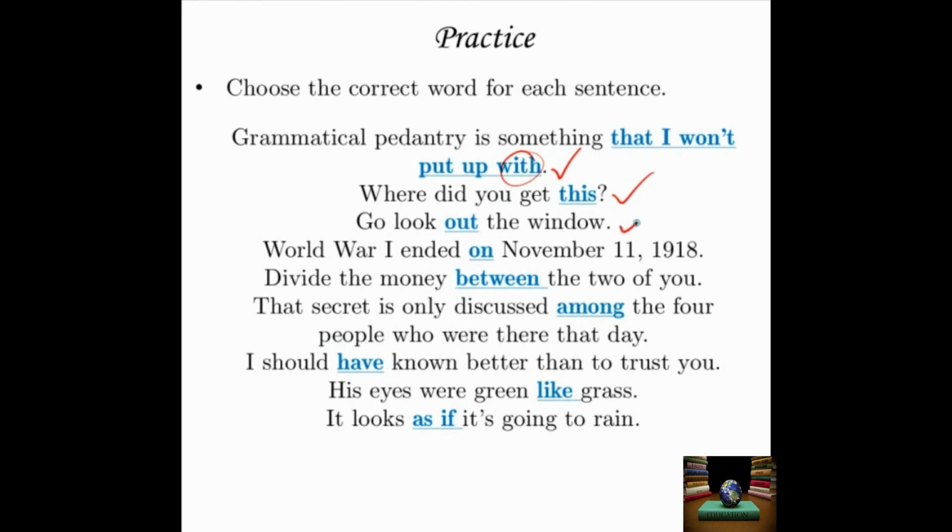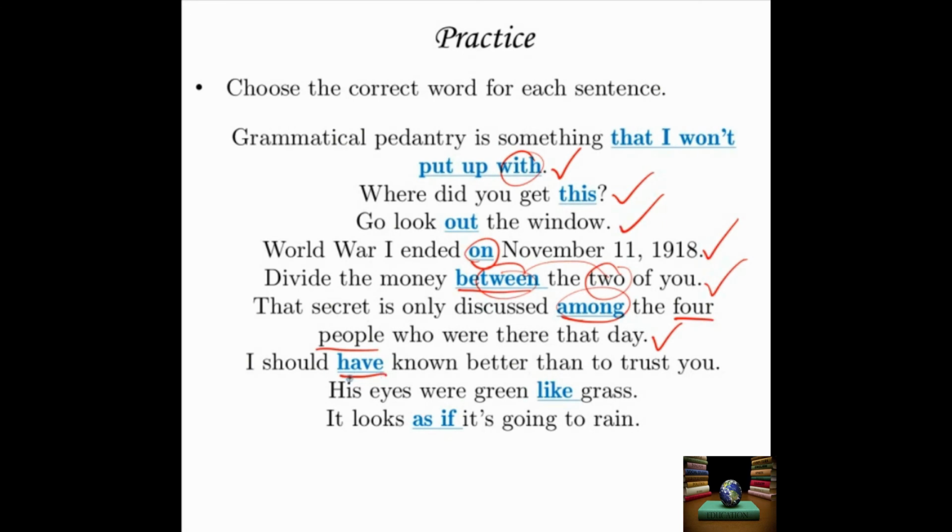Next, go look out the window, not out of. Don't waste letters. World War I ended on November 11th, 1918. That's how we say dates. Divide the money between the 2 of you. Remember, you got the tween for twins for 2, so 2 people you use between. But that secret is only discussed among the 4 people who were there that day because there were 4 people. 3 or more, you use among.